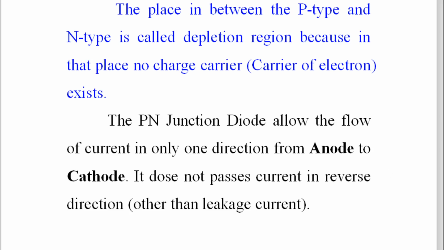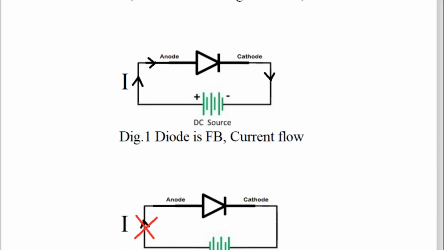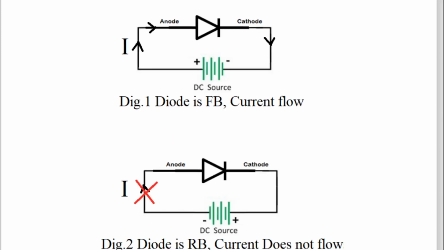that is from anode to cathode. Now here, with the help of a diagram, we have shown you that this is the anode of the diode, this is the cathode of the diode, and this is the symbol of the PN junction diode. When you connect the anode to the positive of the battery and the cathode to the negative of the battery, the diode allows the current to flow through it. The current I flows through the diode after 0.7 volt for silicon and after 0.3 volt for germanium. This again we are going to study in detail. So in diagram number 1, the diode is forward biased and current flows.